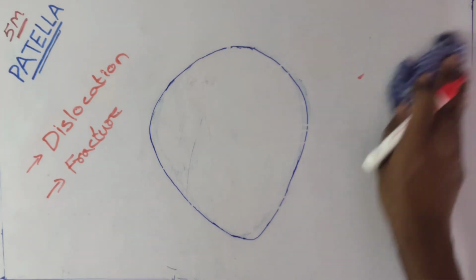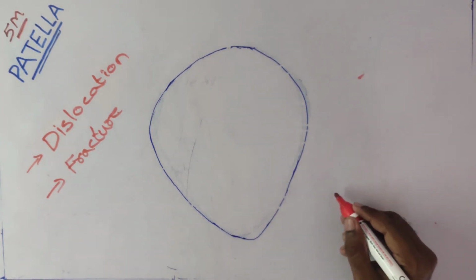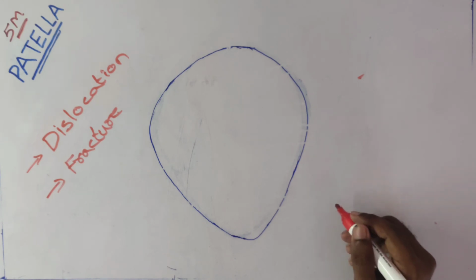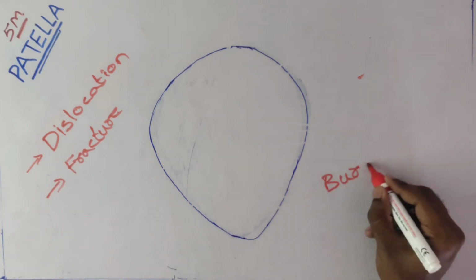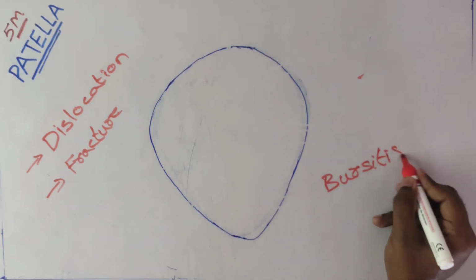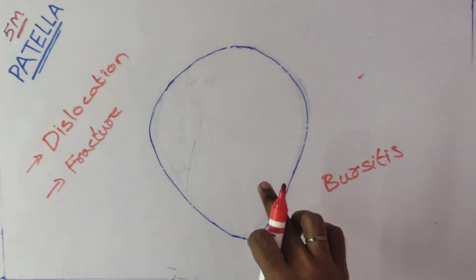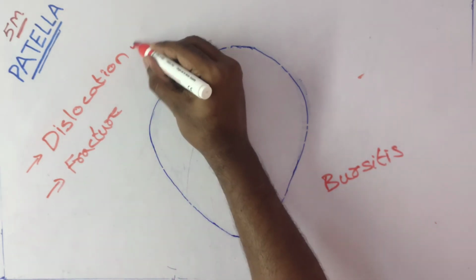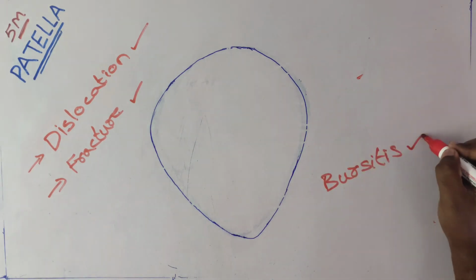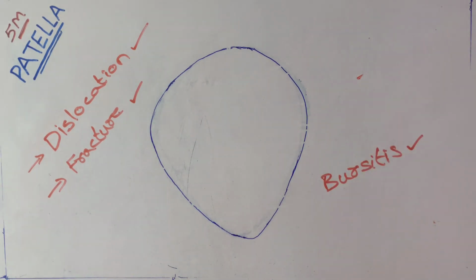Next, bursitis occurs in the prepatellar and subcutaneous infrapatellar bursa. This is all about the clinical aspects of the patella. There are 4 clinical aspects: dislocation, fracture, bursitis, and tibial tuberosity getting avulsed.